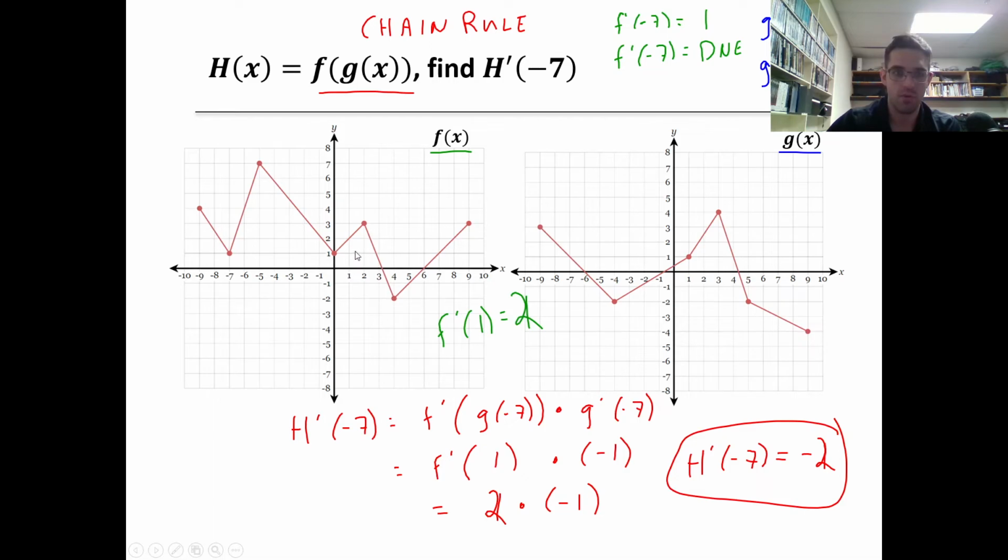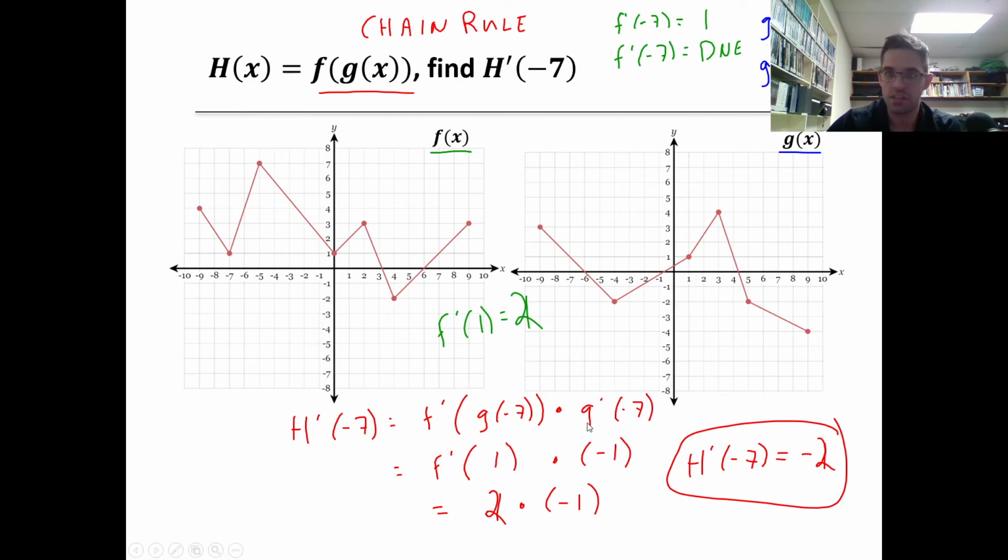Well, f prime of 1 is right here. That's a slope of positive 1. Up 1, right 1, up 1, right 1. So f prime of g of negative 7 is equal to f prime of 1, which is equal to 1. I don't know why I put a 2 there. Let me think about that for a second. Yeah, it's definitely 1. That 2 should be a 1 right here.